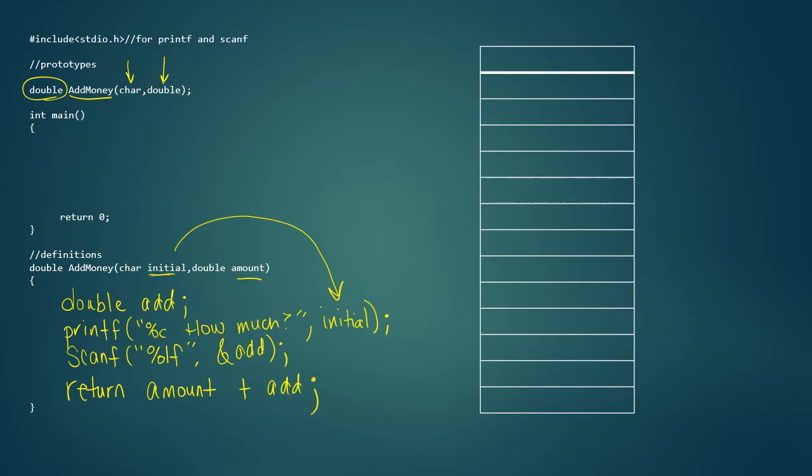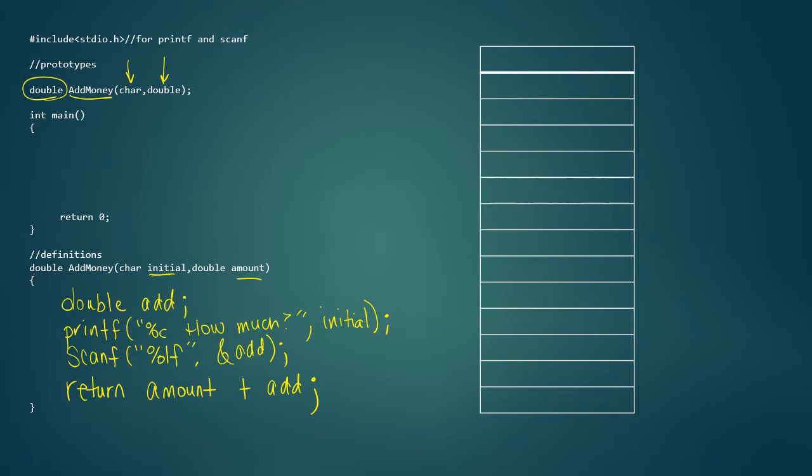So this is the function definition for this add money function. You're interacting with the user through the initial. The initial comes in. You're also going to use an amount. That's a value. That value is going to come in. You're going to get how much you want to add. You're going to add those together and return. This is a double. This is a double. The return type is a double, so it should all match.